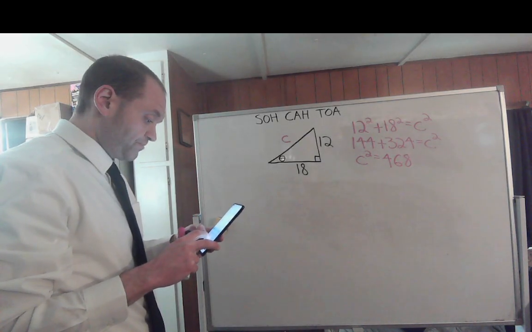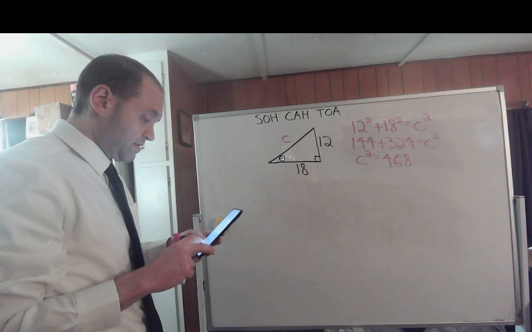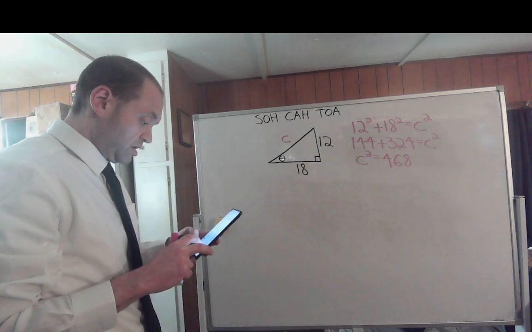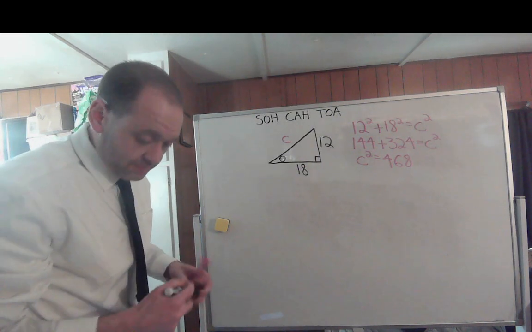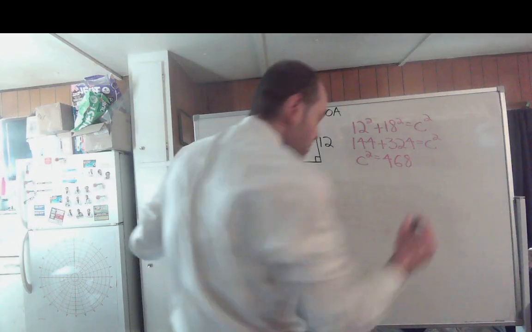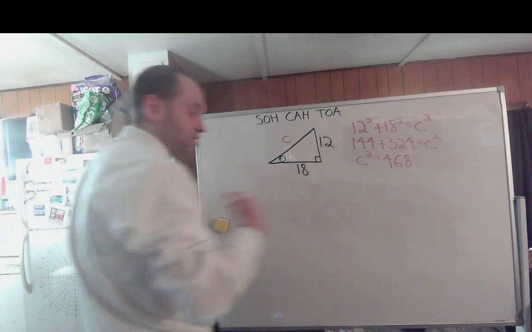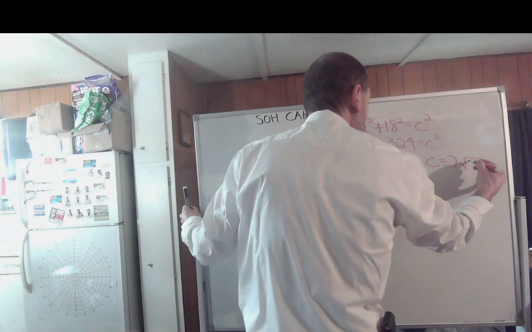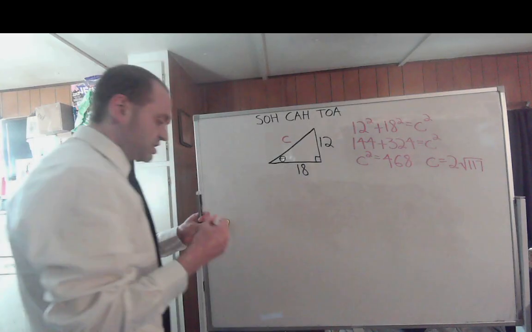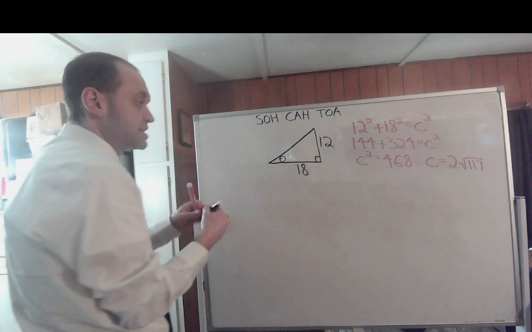Alright, so first let's see if it's a perfect square. It's definitely not. Yep, it'll break down into 4 times the square root of 117. So it'll break down into the square root of 4 times the square root of 117, which means C would equal 2 times the square root of 117. That looks pretty awful, doesn't it? But unfortunately, you will have situations like that.